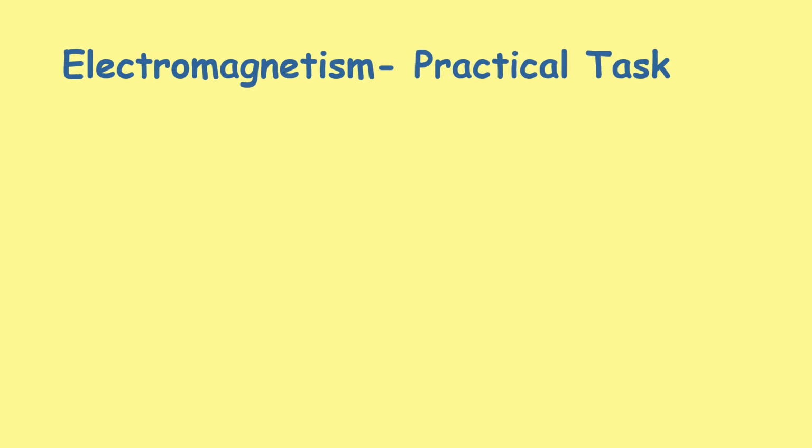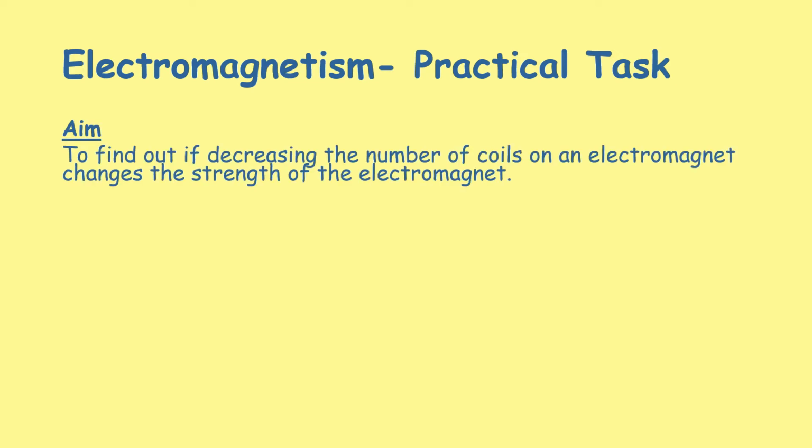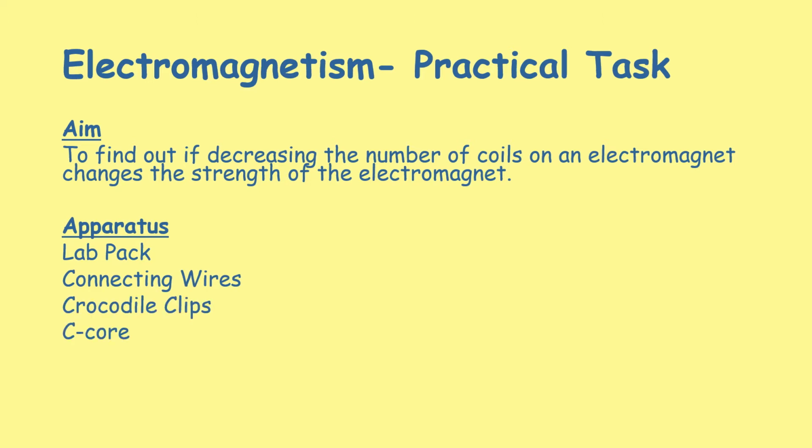Here is a practical task you could try. Your aim would be to find out if decreasing the number of coils on an electromagnet changes the strength of the electromagnet. The apparatus you would use is a lab pack, connecting wires, crocodile clips, a C-core, a coil of wire, and paper clips.